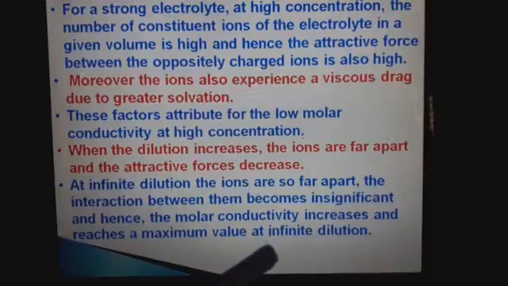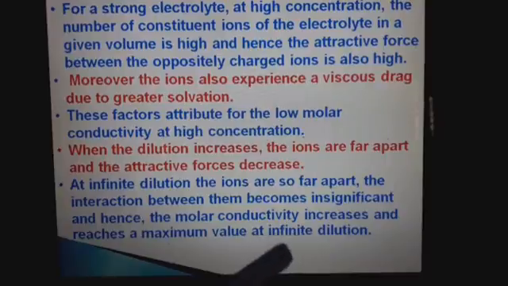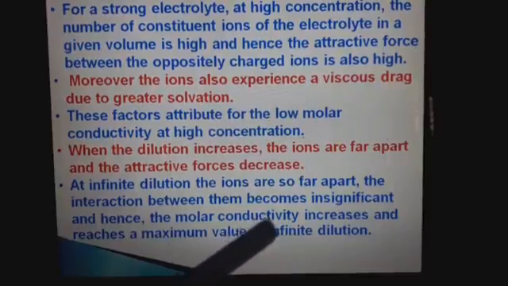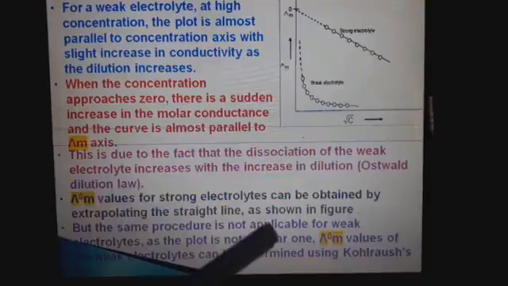From the graph, we already know that it reaches zero concentration. At zero concentration, more conductivity is there, more conductance is there. So these are the impacts of dilution on strong electrolytes.